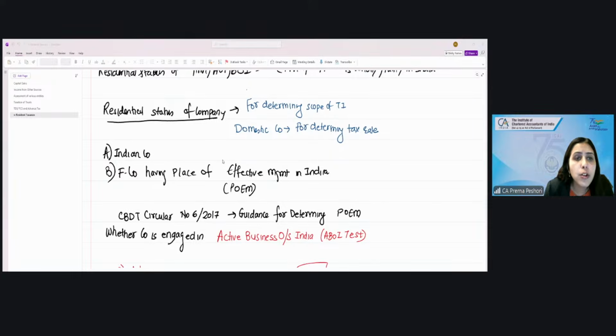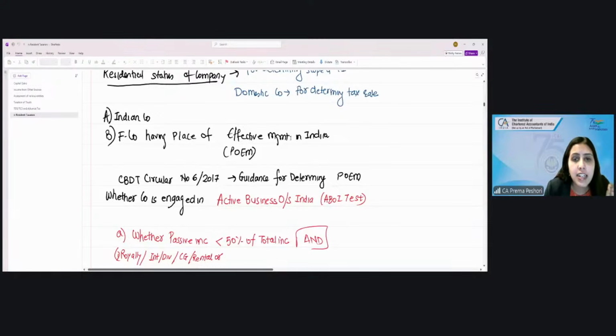Now, how do you decide what is the meaning of POEM? POEM here means where the key management and commercial decisions that are necessary for the conduct of the business are in substance made. How do you decide the POEM of the company? Where is the POEM of the company? The CBDT has given a circular of 2017 as guidance for determining the POEM. What is the question you need to ask? Whether the company is engaged in active business outside India. ABOI test. What are the 4 tests under the ABOI?